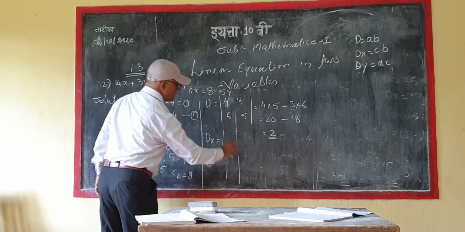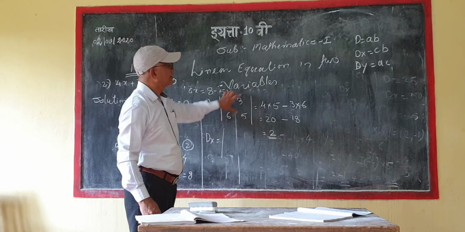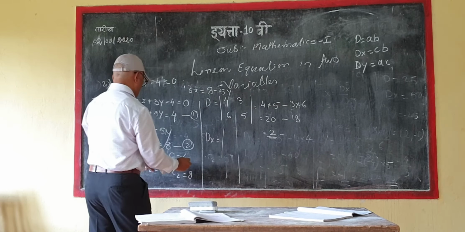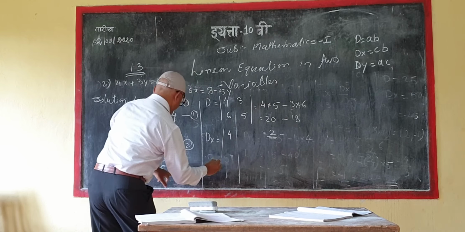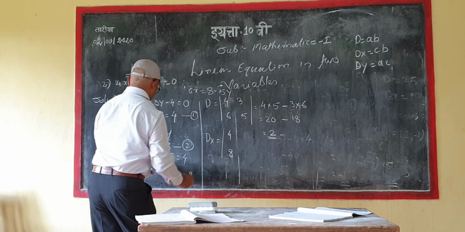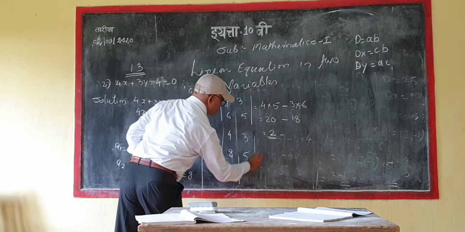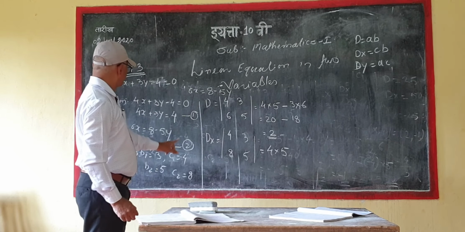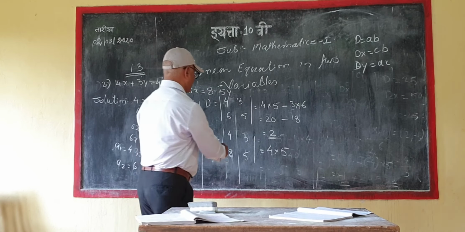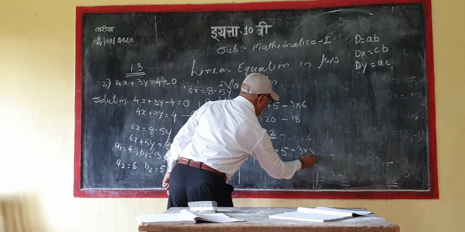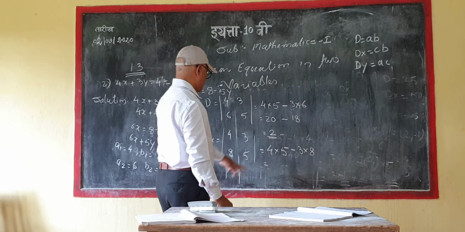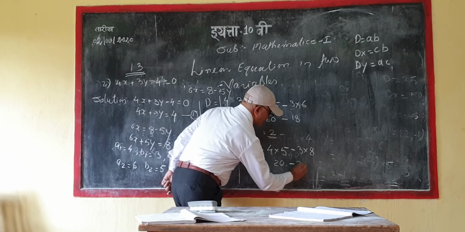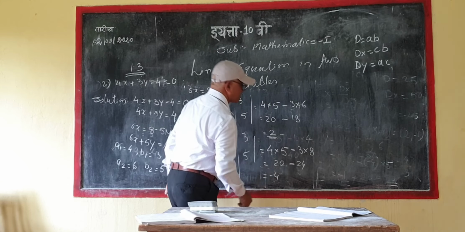dx. Replace the value of a by c. So we get 4, 8, 3 and 5. 4 into 5 minus 3 into 8. 4 5s are 20, 8 3s are 24, so we get minus 4.